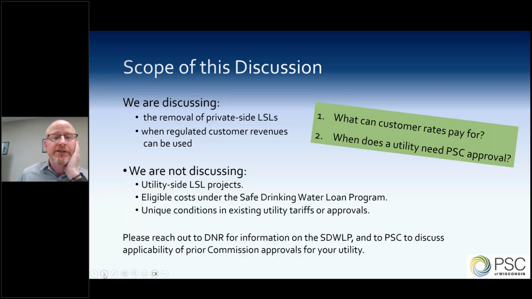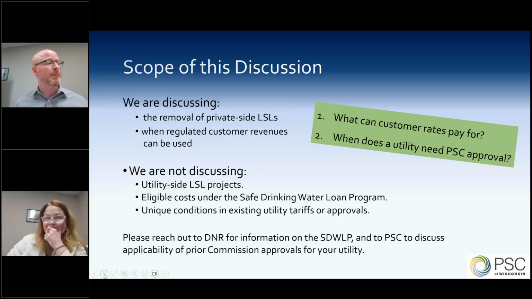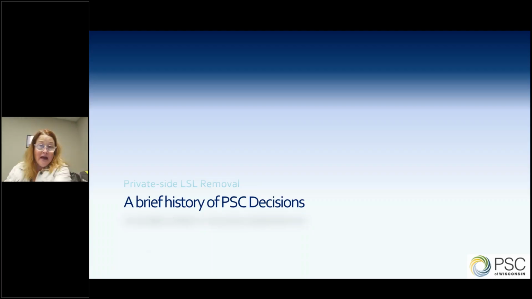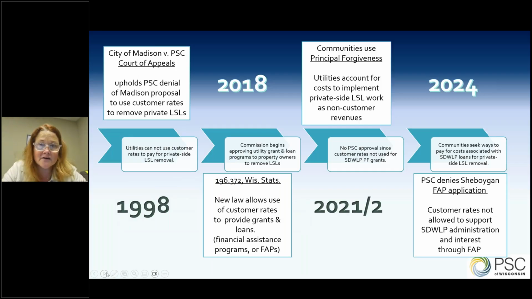I'm going to hand it over now to Angela again, and she's going to go through a historic overview of how we've gotten to where we are today. All right, thanks, Andy. I'm going to go through this relatively quickly just because Andy covered a lot of the fundamentals, but we created this roadmap to try to illustrate where things have been over the life of lead service line removals, and broke it up into these 4 different eras to help explain how the PSC has reacted to questions about financing this private side LSL removal. And like Andy said, it's been challenging.